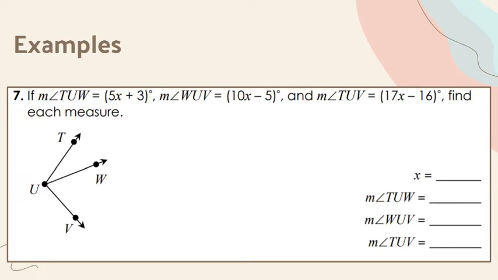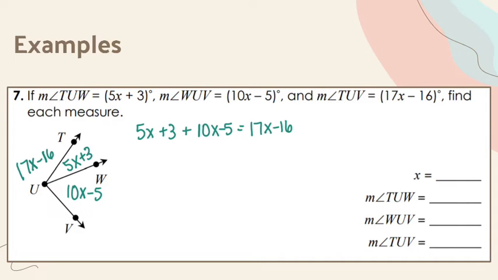Number 7, if the measure of angle TUW is 5x plus 3, WUV is 10x minus 5, and TUV, the whole angle, is 17x minus 16. Find each measure. So we will start by doing small angle plus small angle equals big angle. So 5x plus 3 plus 10x minus 5 equals 17x minus 16. So 5x and 10x gives us 15x. Positive 3 minus 5 is negative 2 equals 17x minus 16.